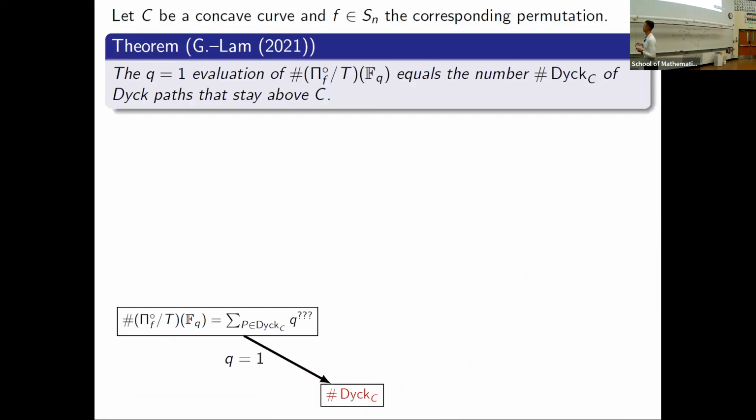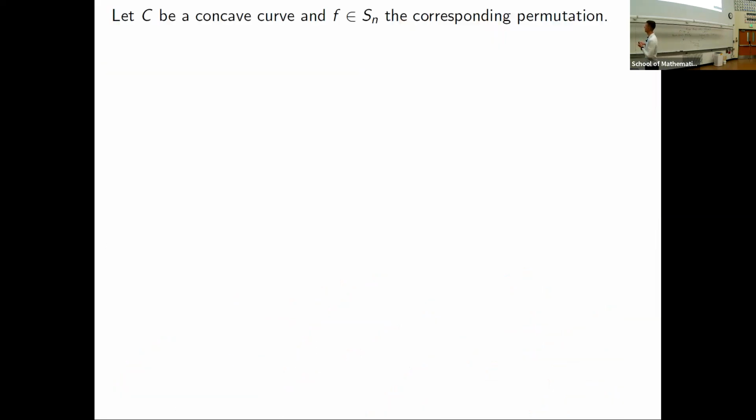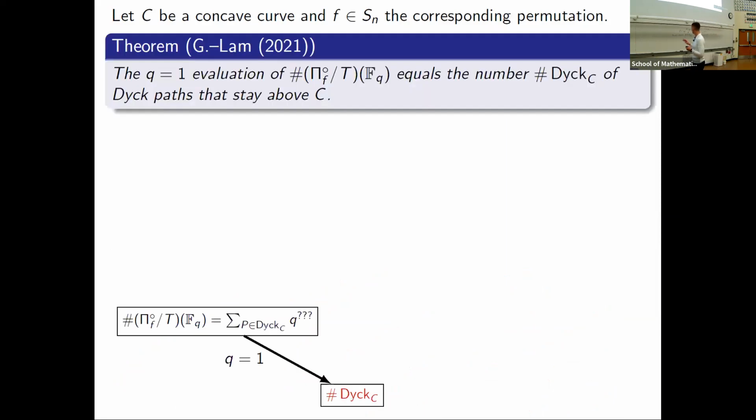Let's say you take a concave curve and take the corresponding permutation. We weren't able to compute the point count. There are some formulas and recurrences, and a lot of tools to compute the point count, but we weren't able to write it as a positive combinatorial expression. But if you send Q to 1, then the answer is the number of Dyck paths which stay above the concave curve. So that's one theorem we proved.